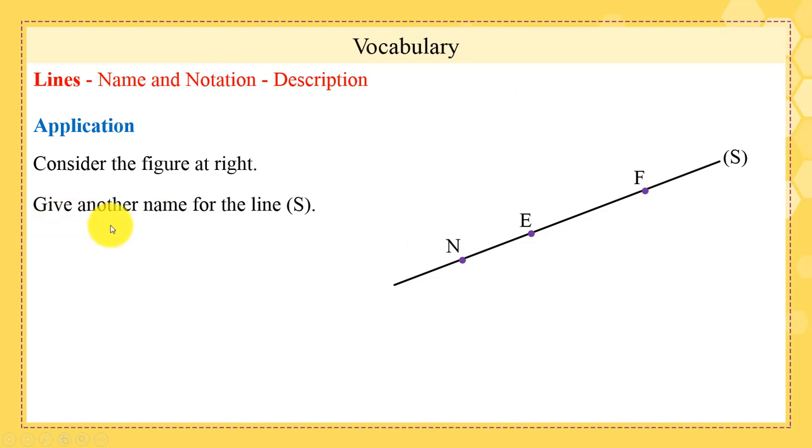Consider the figure at right. Give another name for line S. Solution. Straight line FE. This is straight line FE. Straight line EN and straight line FN.